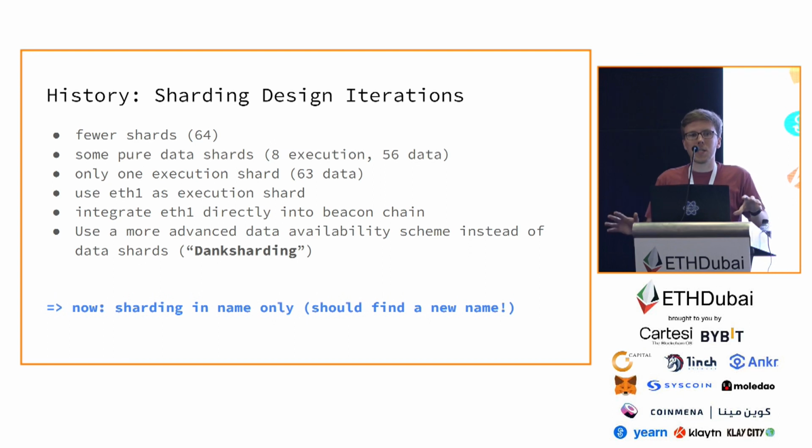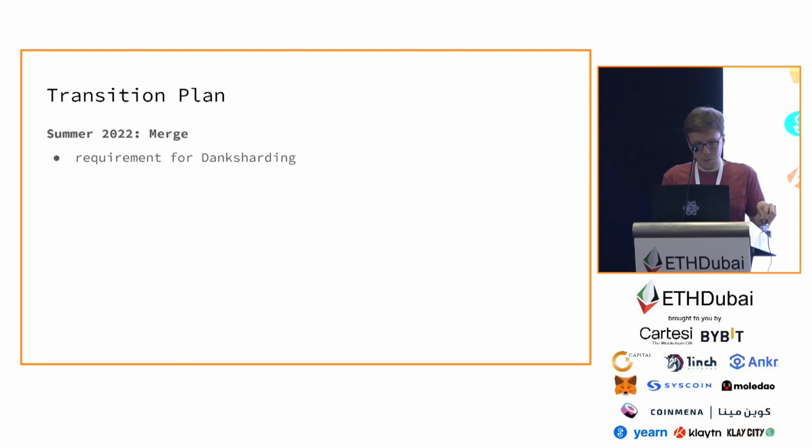And just as a quick aside, I think we should stop calling it sharding. It's really sharding in name only. We now do this more efficient way of data scaling. We should find a better name. But yeah, I assume that's probably a lost cause, but I wanted to put it out there anyway.